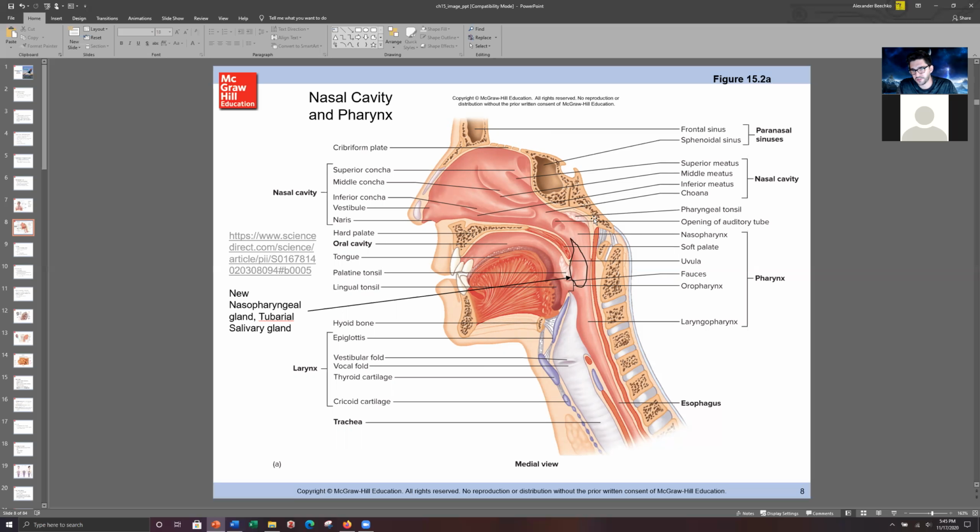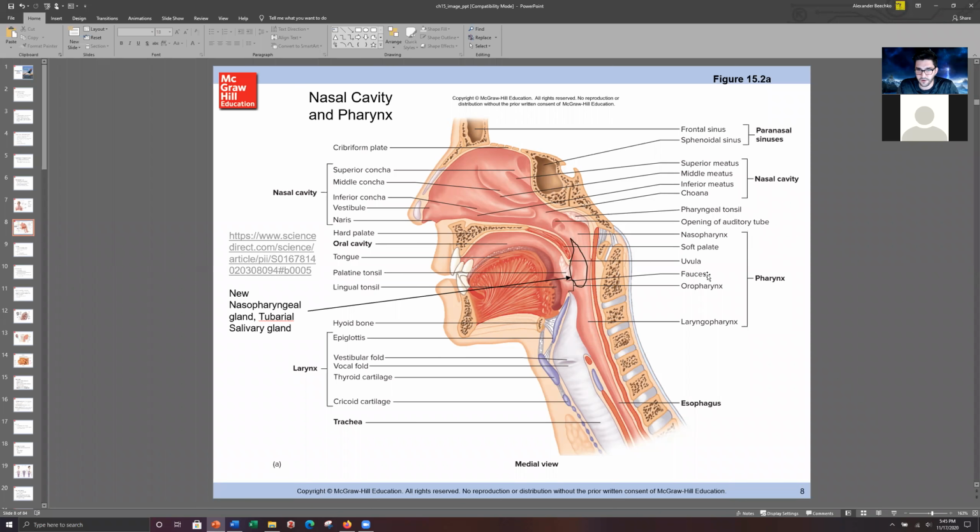And then we've got our various tonsils as well. So we've got our pharyngeal tonsil, the opening of the auditory tube, or sometimes called the eustachian tube. This is what connects our inner ear to the external environment. So this opens up right here within what we would call the back portion of the nasopharynx.